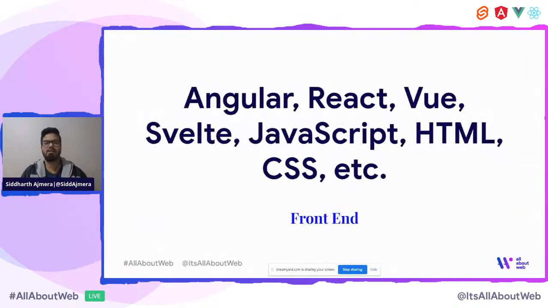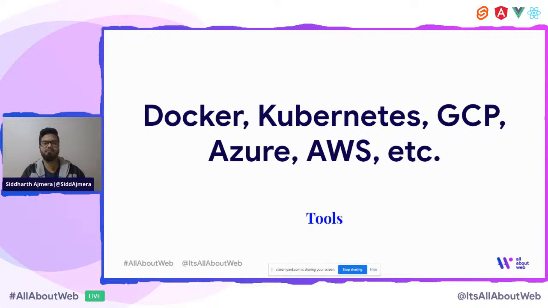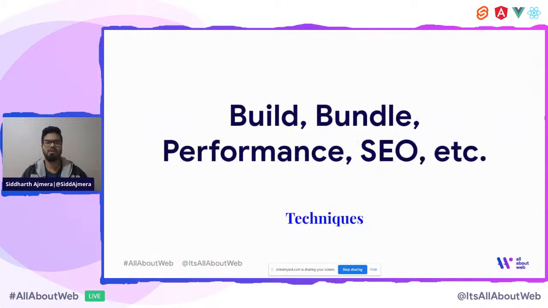And in web, we are going to cover the front end. So it would be about Angular, React, Vue, Svelte, vanilla JavaScript, HTML, CSS, etc. Then we'll also have events in the backend technologies like Node.js, Deno, PHP, Python, Go, etc. And about different tools like Docker, Kubernetes, GCP, Azure, AWS, and about techniques like build, bundle, performance, SEO, etc. This event is all about performance, but in the front end space.